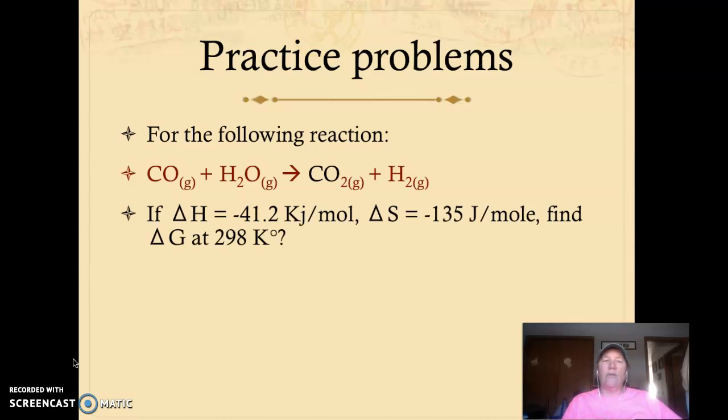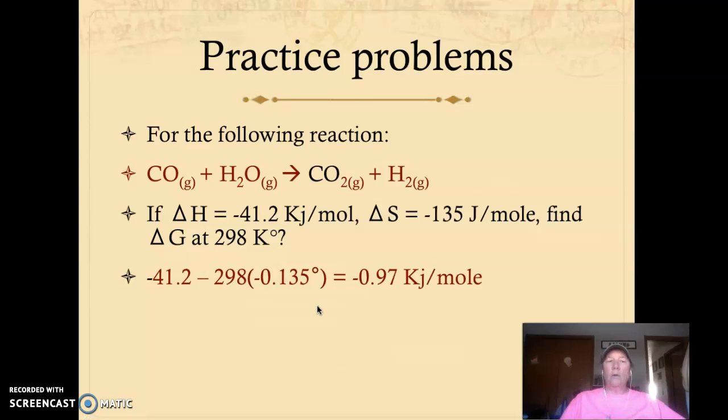If the delta H is already determined as negative 41.2, and the delta S, the entropy, is negative 135, again in joules, so I'm going to have to fix that, and the temperature is 298 Kelvin. When you do Gibbs, because these are gases, you're going to have to use Kelvin. So I take my negative 41.2 minus my temperature, 298, times, and I put a little mark here to remind you I had to switch this from joules to kilojoules, so I just moved the decimal over 3. And so I get negative 0.97 kilojoules per mole, okay?